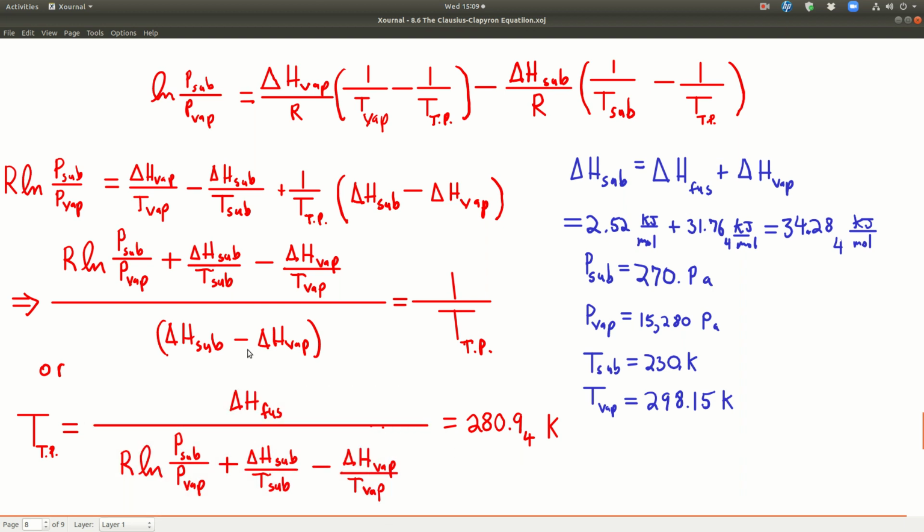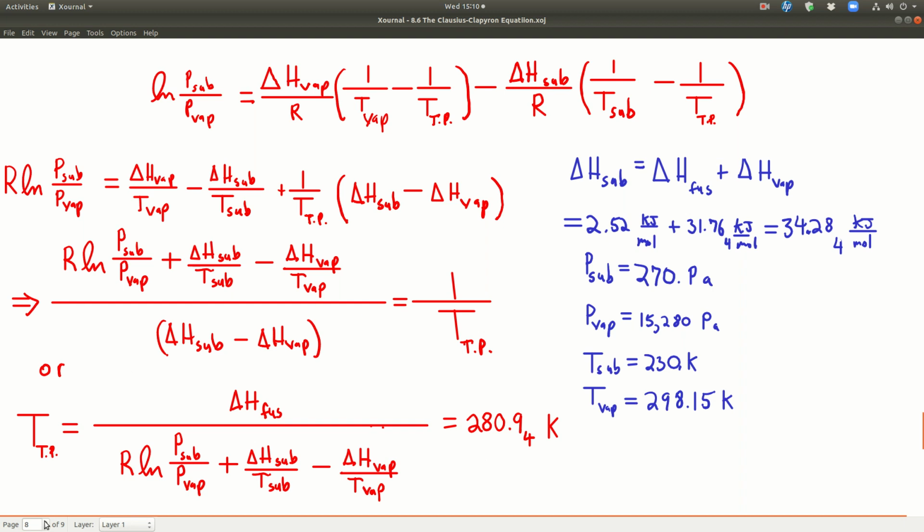Now we have something we can plug into because we know all this stuff. We know R, we know the pressure of sublimation, 270 pascals, we gave that. The pressure of vaporization at 298.15. Note that we could have used in this equation the boiling point. That temperature would be 349.79 Kelvin here and 101,325 pascals here, and we get the same result. Just the same number. Anyway, so check my math. I end up getting 281 Kelvin or so for the triple point temperature.